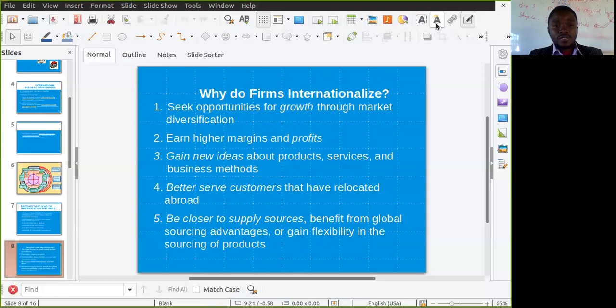Why do firms internationalize? Firms internationalize to seek growth through market diversification. Firms internationalize because they want to earn higher profit margins. They also internationalize in order to gain new ideas about products, services, and business methods, to better serve customers that have relocated abroad, be closer to supply sources, benefit from global sourcing advantages, or gain flexibility in the sourcing of products. These are the reasons why firms go international.